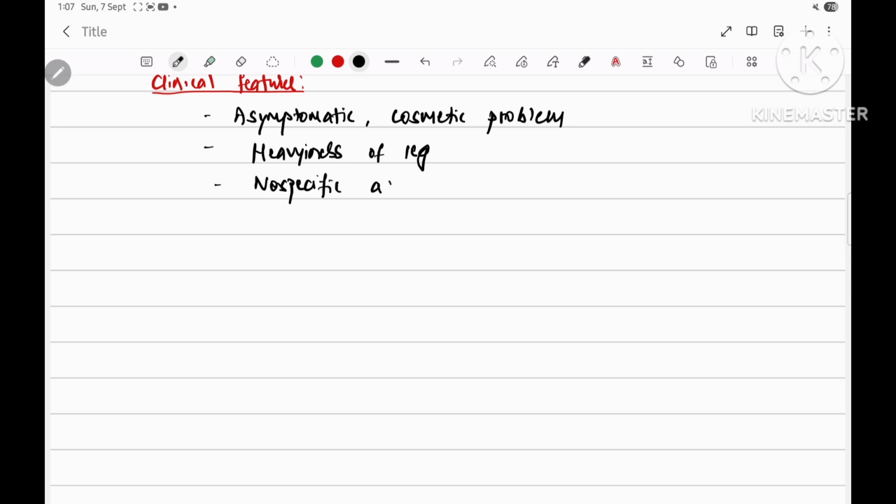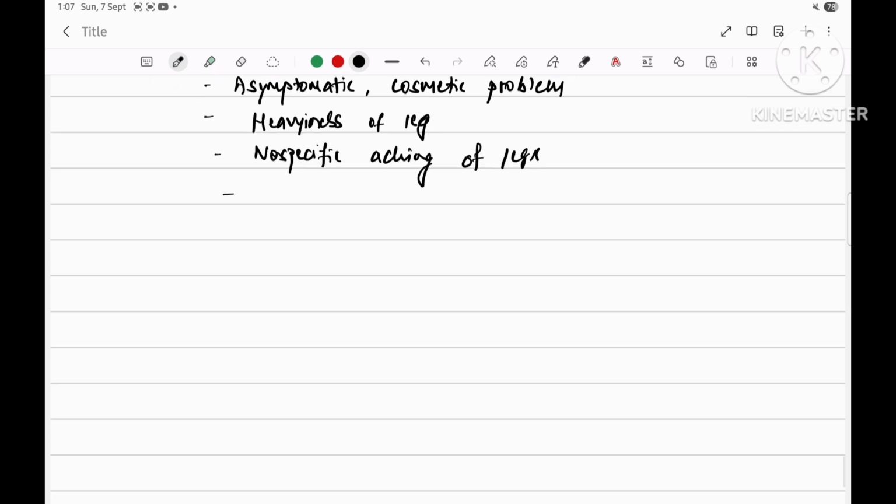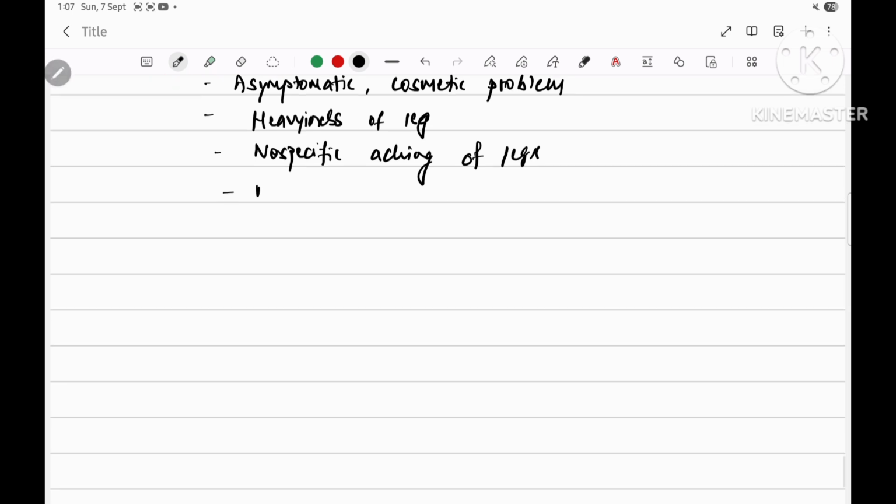Non-specific aching of legs. Okay? And at night, what happens? They start cramping in the area of varicose vein. So there is a night cramping of leg.